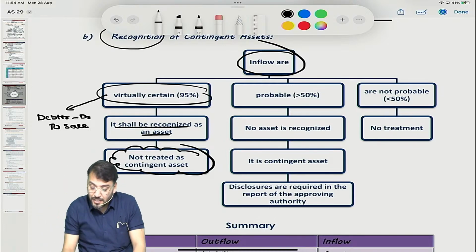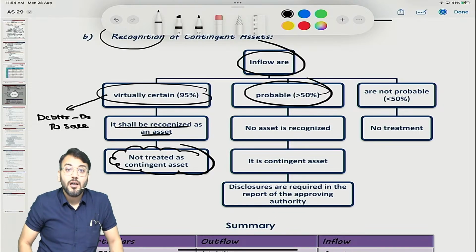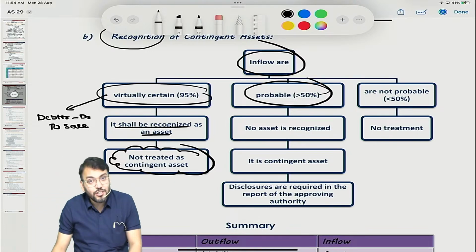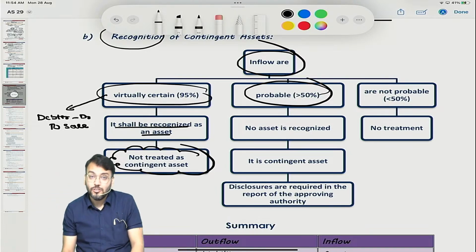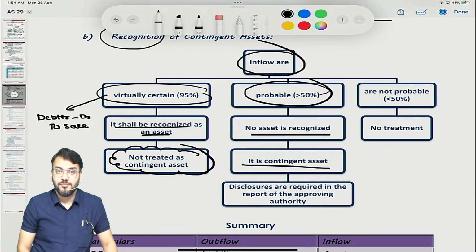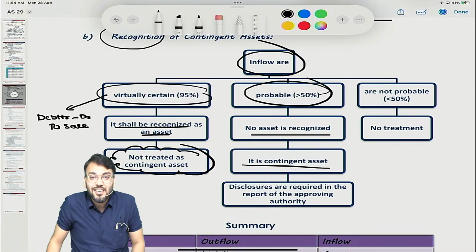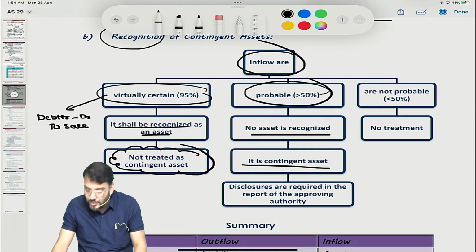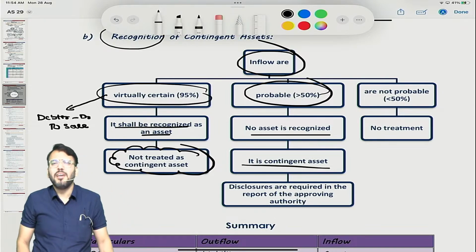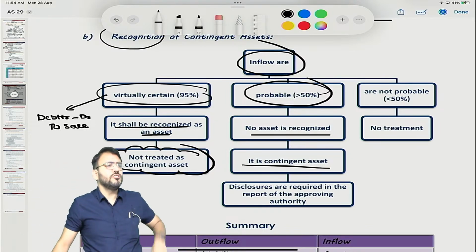Correct. Now they are saying if the inflow is probable, now it becomes a contingent asset. So inflows are probable, so no asset is recognized. Contingent asset will not be recorded. It will be only disclosed. Okay, where should the disclosure be given? In notes to accounts. But AS29 says no, it will not be disclosed in notes to accounts also.